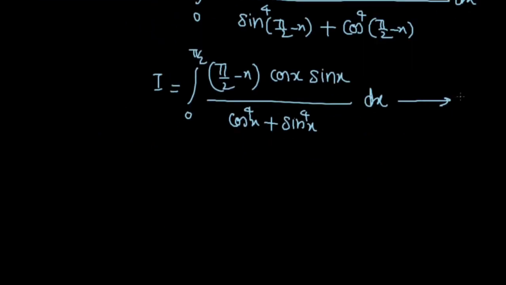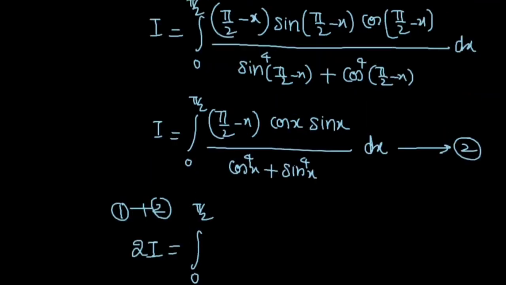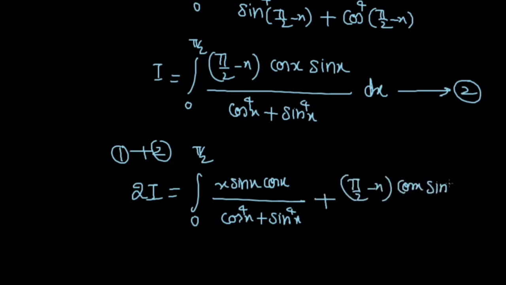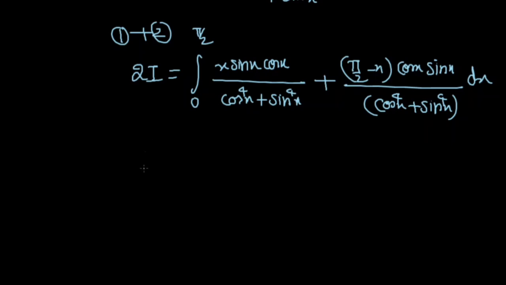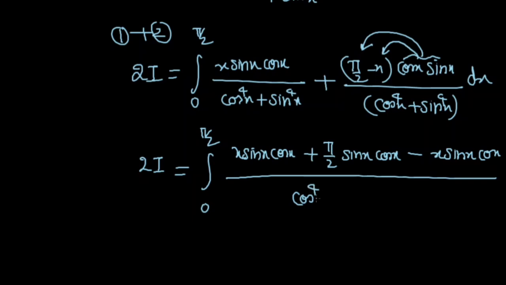After applying the property, equation 2. Now add 1 plus 2. On the left side, I plus I is 2I, which is equal to the integration from 0 to pi by 2 of x sin x cos x divided by cos to the power of 4 x plus sine to the power of 4 x, plus (pi by 2 minus x) cos x sin x divided by cos to the power of 4 x plus sine to the power of 4 x, dx. The denominators are the same, so we can add the numerators directly. Multiplying out, we get pi by 2 sin x cos x minus x sin x cos x plus x sin x cos x. So cancel these two terms.